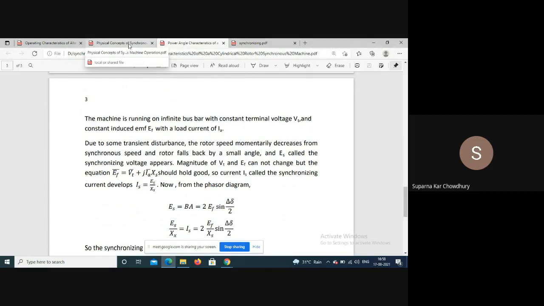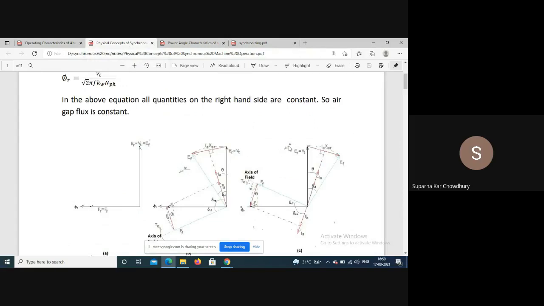Now let us see what happens when the machine is synchronized with the bus bar. We have assumed certain things for just explanation. First of all, resistance has been neglected, and also what we have neglected is the leakage reactance. That is, only the armature reaction has been considered, because both Ra and XAL are neglected, as they are small compared to XAR.